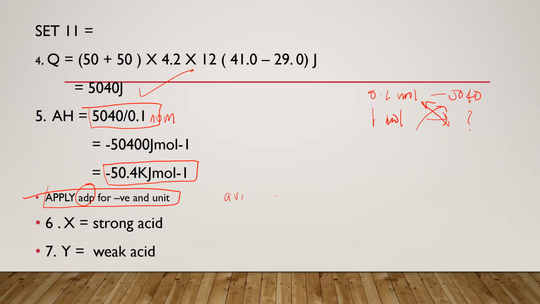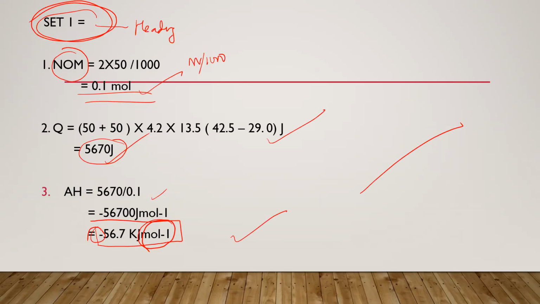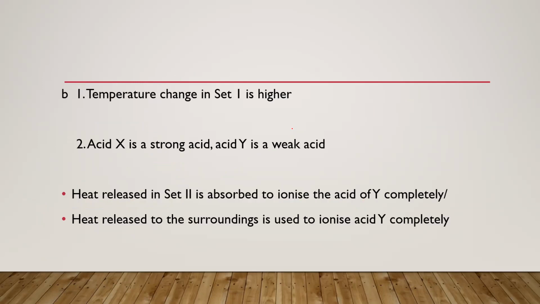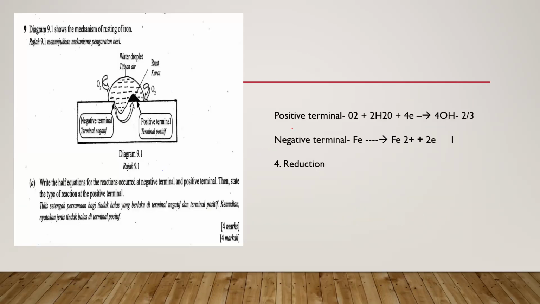So ADP is avoid double penalty. Examiners avoid double penalty. Let's say here you already forgot to put negative and kilojoule per mole. I penalize you one time already here. When you come here, you didn't do it again, I do not penalize you again. I give you a correct. Did you hear what teacher said? So if you get this concept, you will know that you still can obtain marks even if you make some mistakes in exam. All right.